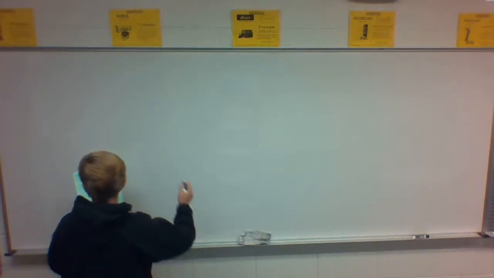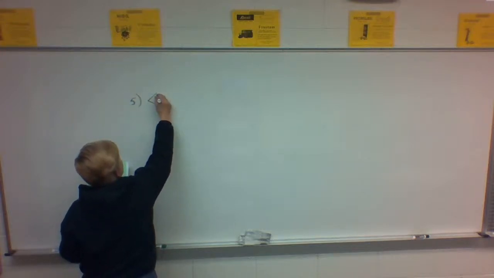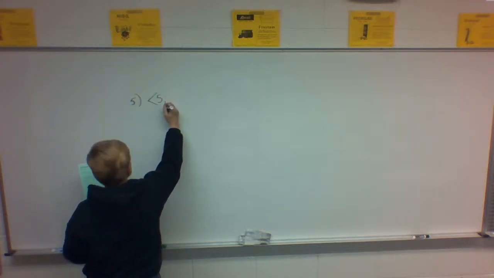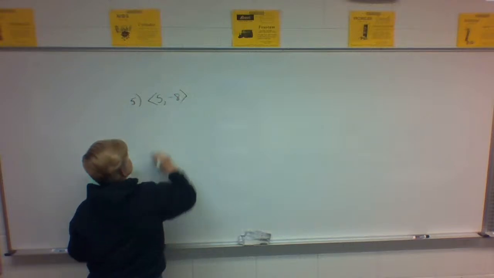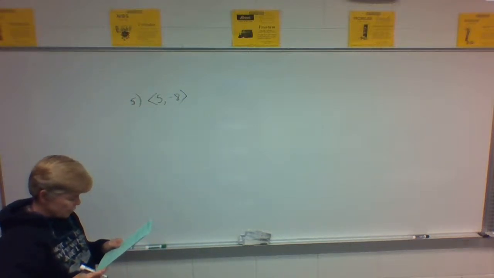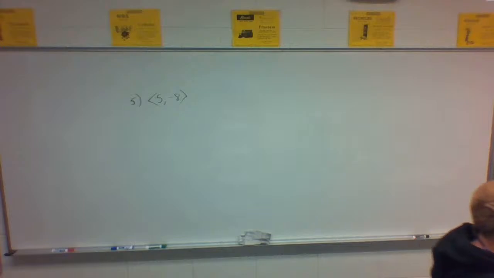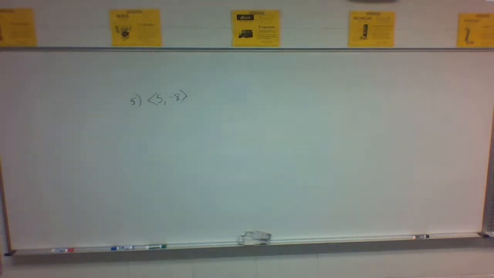And they give you a vector like this. Number 5. Something like 5, negative 8. So that's the vector, and these are the instructions. Find the magnitude and direction angle for the following vector. Give the direction angle as an angle between 0 and 360. Means it's got to be in degrees, and you've got to do it in one. You've got to find the terminal side in one wrap around, one go around of the circle.